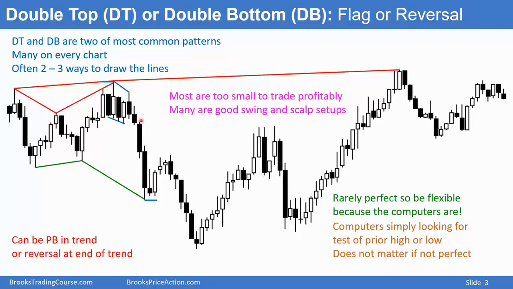Micro double bottom. The market went down, and then on this bar, it went up and down again. And went a little bit lower on this bar. So it went down, up, and down, and then reversed up. It became a bear flag, but it's still a micro double bottom after the breakout below these lows.